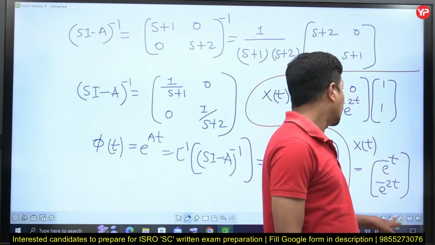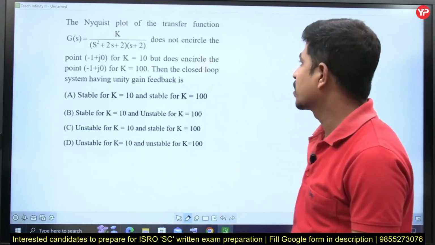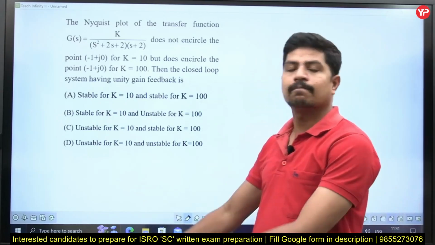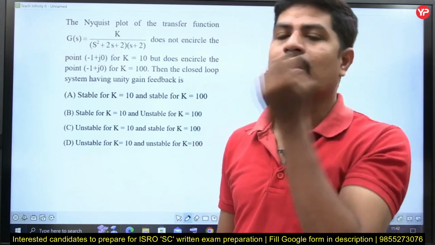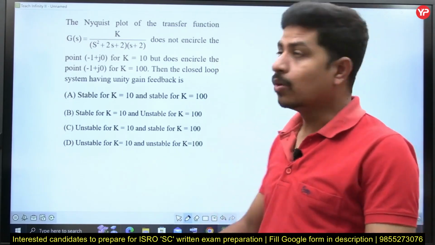Let's go to the next question. This question is very easy, though it looks very difficult. Some people will feel that, sir, I have to sketch the Nyquist plot and all. Not required. Very easily I will tell you how to solve this question.